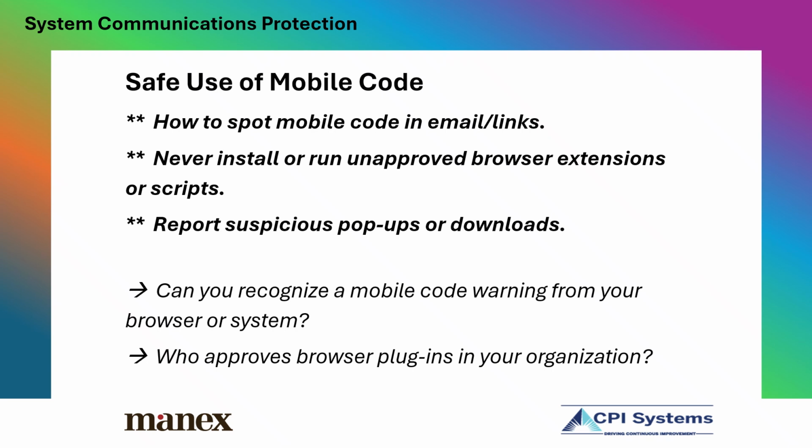Let's look at training takeaways for safe use of mobile code. We need to know how to spot mobile code in emails and links. These can be part of a phishing scheme. Also, QR codes in emails. These can hide malicious URLs. Be very careful of them. If you scan one, preview the link before opening it. Many phones will show the URL. Check for that odd domain or misspellings in the URL, something you don't expect there.